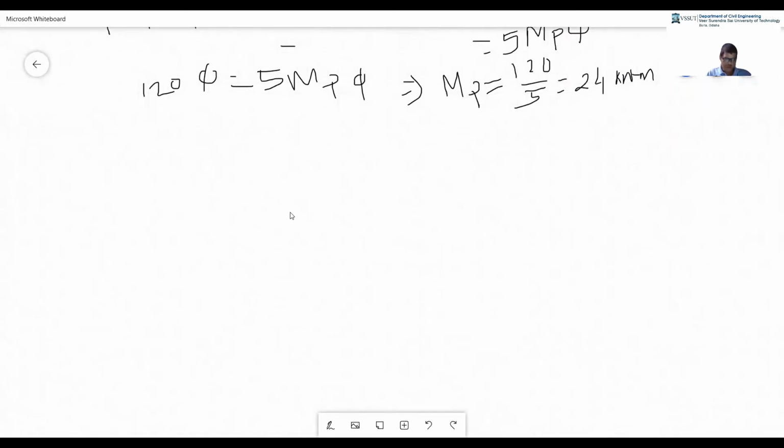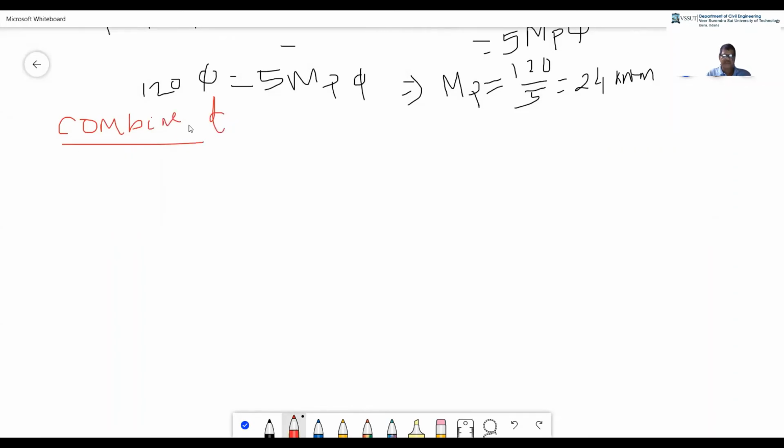Now we'll go to the combined mechanism. Let us go for the combined mechanism. You can write the combined mechanism. We'll combine both. Now in the combined mechanism, what will we find out? It will look like this.